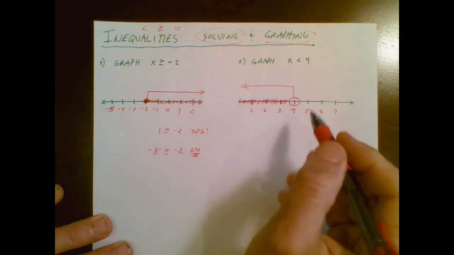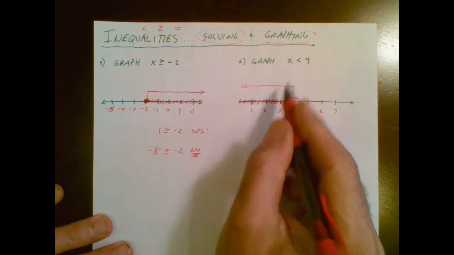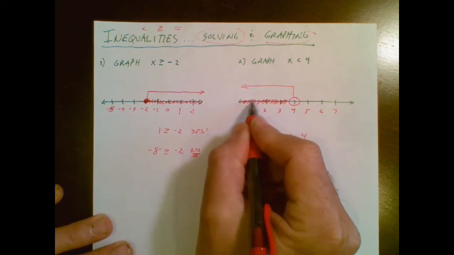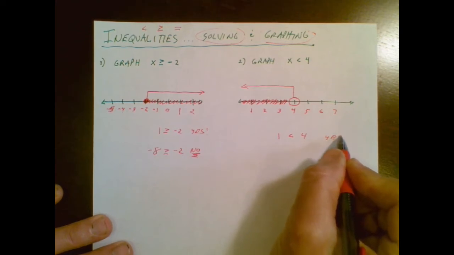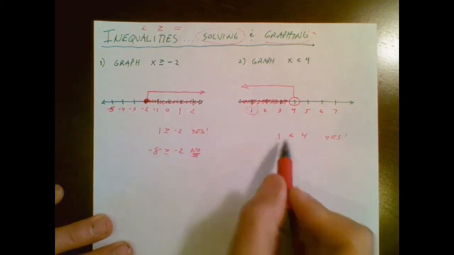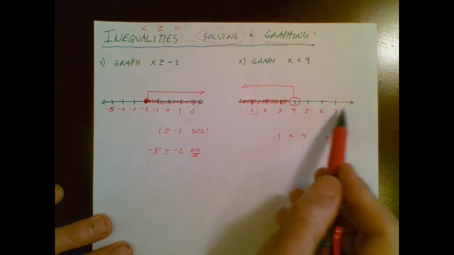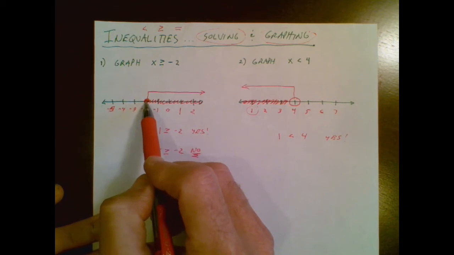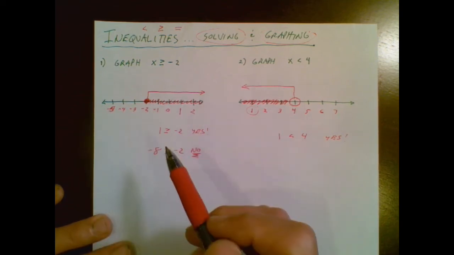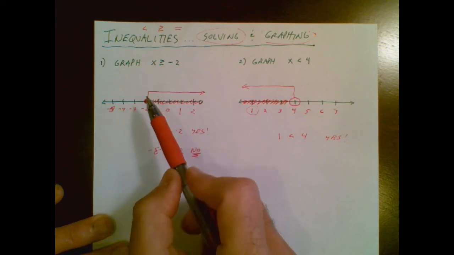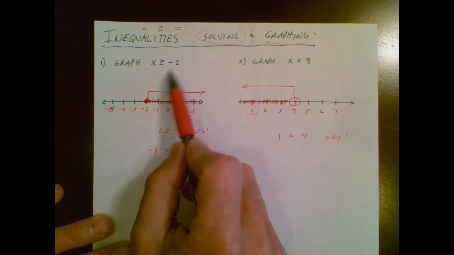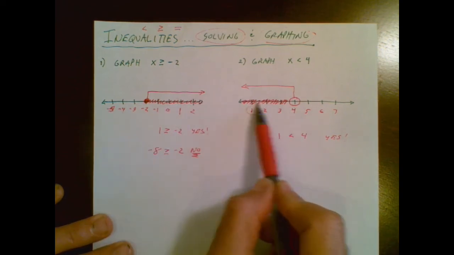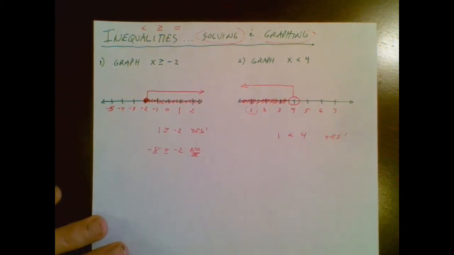So x is less than 4. If I pick anything from the shaded region, it should make that true. Is 1 really less than 4 because I selected 1 from the shaded region? Yes, it is. Selecting a value from the shaded region made that inequality true. Any value from outside the shaded region makes it false. The closed circle or open circle basically just says whether or not you're going to include the little border endpoint. This -2 is included in the shaded region. This 4 is not included in the shaded region.